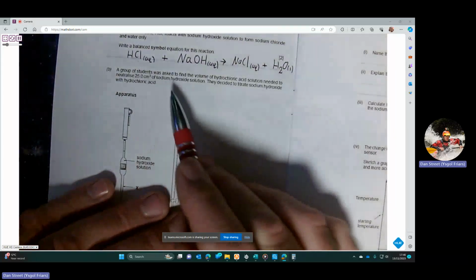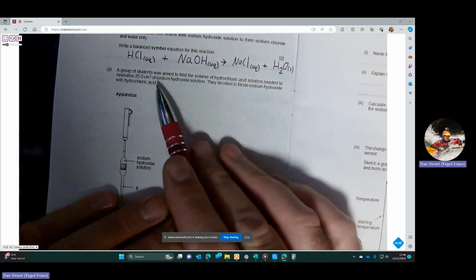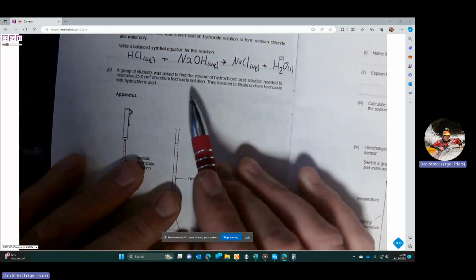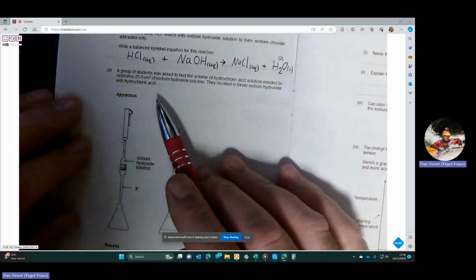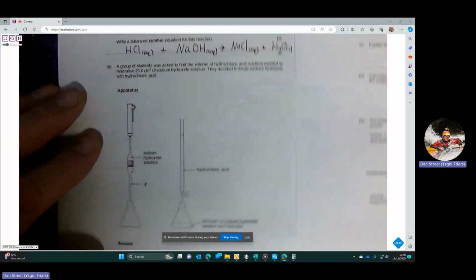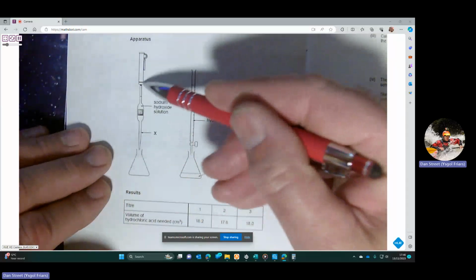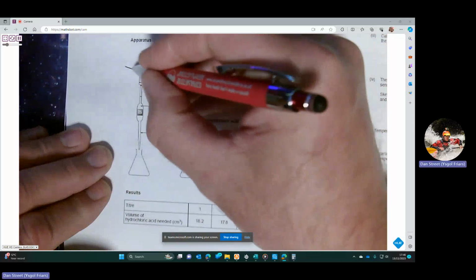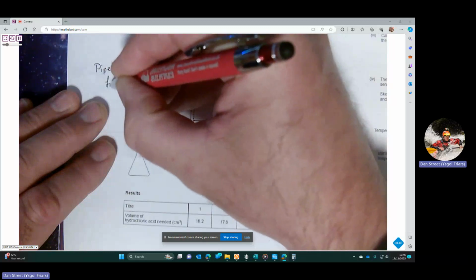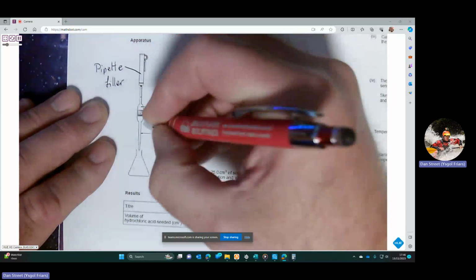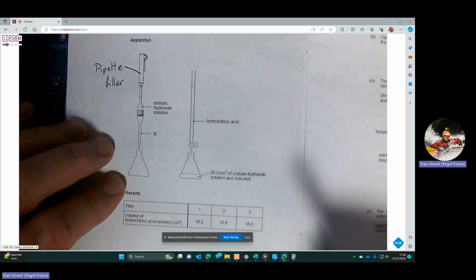So with the same reaction, a group of students were asked to find the volume of hydrochloric acid solution needed to neutralize 25 centimeters cubed of sodium hydroxide solution, which hopefully sounds very familiar to you. They decided to titrate sodium hydroxide with hydrochloric acid. Okay, now they did it with some slightly more advanced equipment, although we did discuss this afterwards. So this piece of apparatus here is called a pipette, and this is a pipette filler. There's a couple of different designs of pipette filler. This one's got a wheel on it, which you wind up to suck the liquid into the pipette. Okay, and then it's labeled X because the first question asks you what it is called.